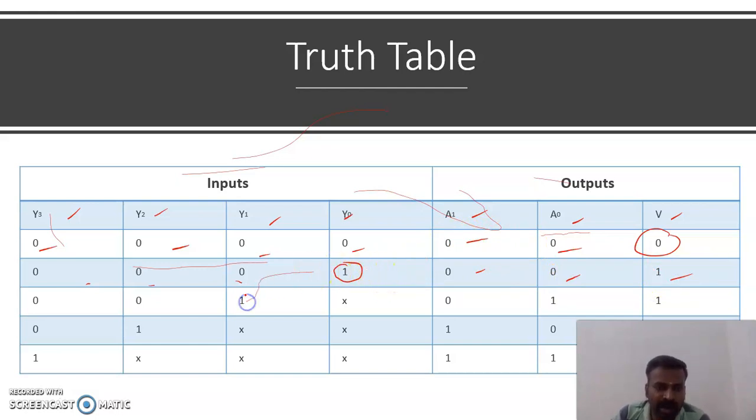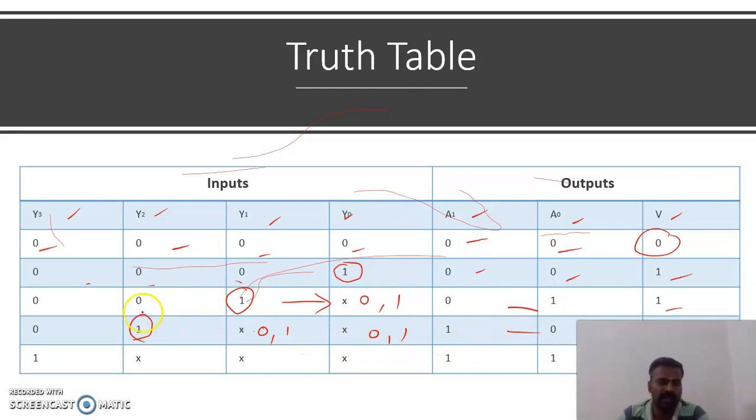The next highest priority goes to y1. At this time y0 is x, so whatever it may be, maybe 0 or 1. For this condition, the output is the next highest output, 0 1, and V is 1. The next highest priority goes to y2. For this condition, y1 is don't care and y0 is don't care. That is, we can use 0 1 here and we can use 0 1 here. One time you can consider 0 and another time you can consider 1, so we can write multiple combinations for these don't care conditions. Now the next highest priority output is 1 0.